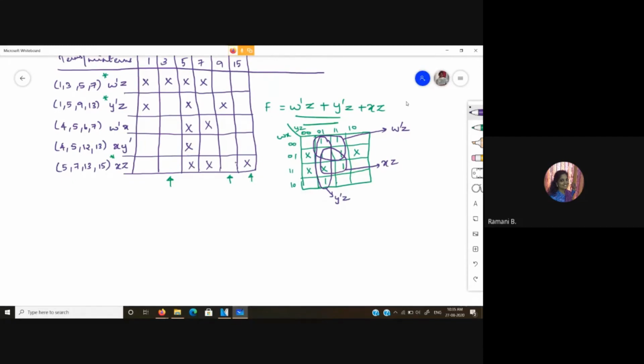We shall finish today's class here. However, I will give you a problem to practice. You just try it out. f of v, w, x, y and z. This is a 5 variable tabulation method, so you should have a lot of patience for it.